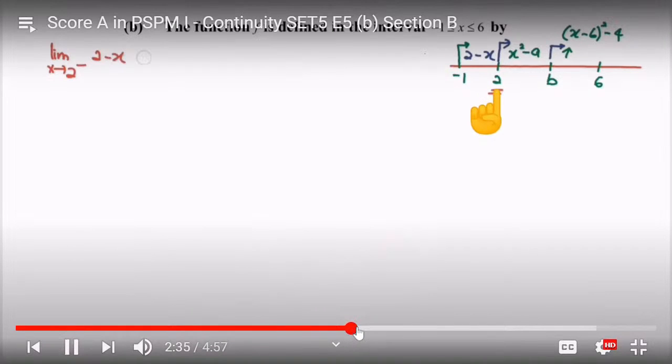So, dia kata apa? Fokus dekat value 2. Maksudnya saya nak cari limits dia lah, left and the right. So ingat di sini dia kata function dia continuous. Okay, so limit exists when x approaching 2, which is equals to limits when x approaching 2 from the right. The function will be x squared minus a.